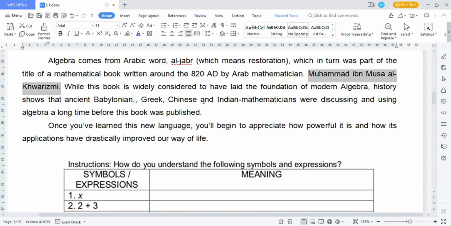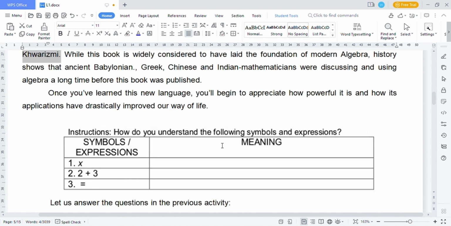While this book is widely considered to have laid the foundation of modern algebra, history shows that ancient Babylonian, Greek, Chinese, and Indian mathematicians were discussing and using algebra a long time before this book was published. Once you've learned this new language, you'll begin to appreciate how powerful it is and how its applications have drastically improved our way of life.